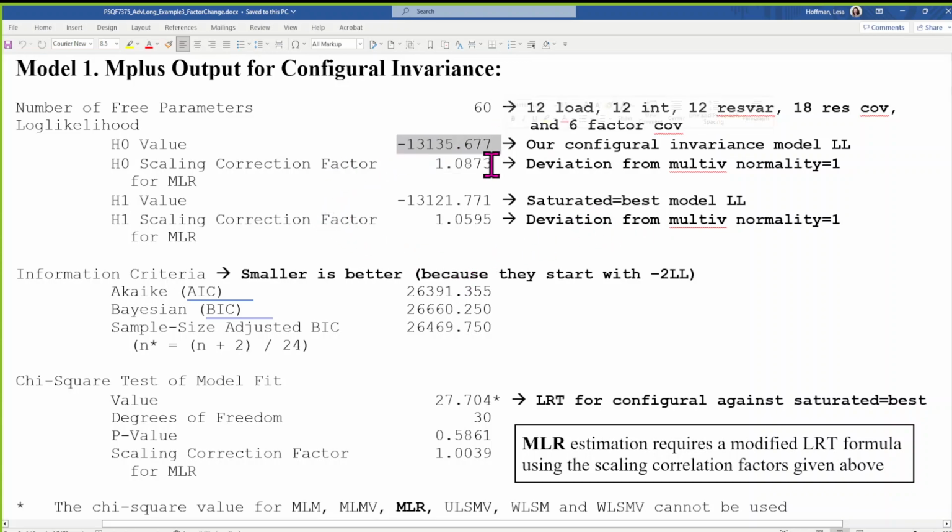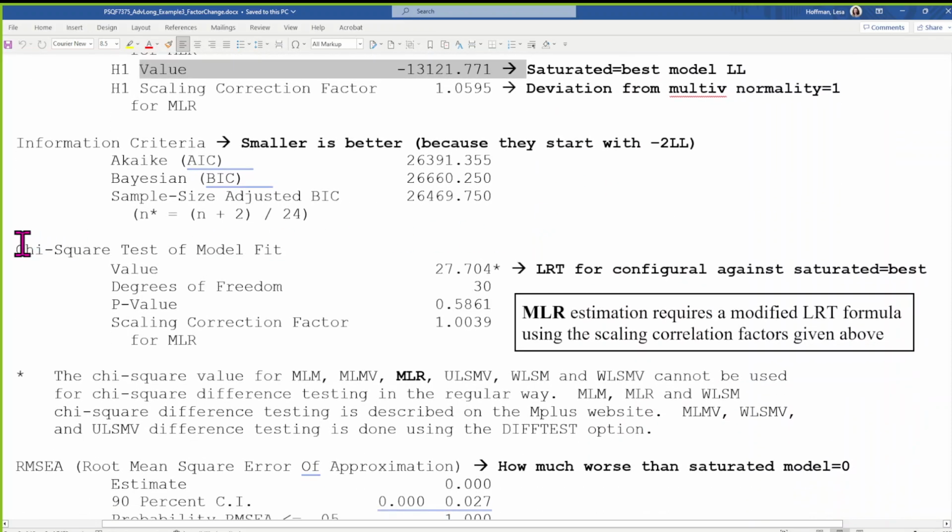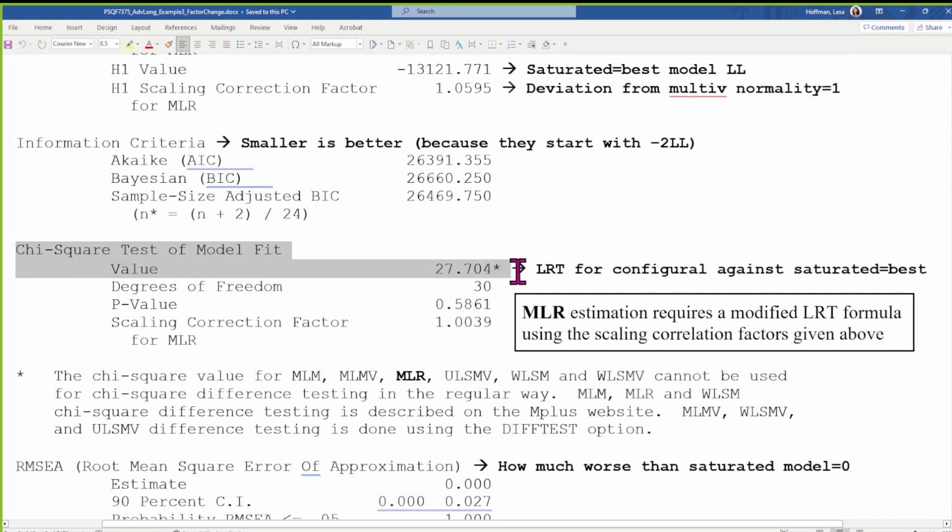So this number and this number basically tell us how well our model fits. This is how well the perfect model fits, and then we were looking for our model to be not worse than perfect if it fits well. That is what the chi-square test of model fit is telling us directly.